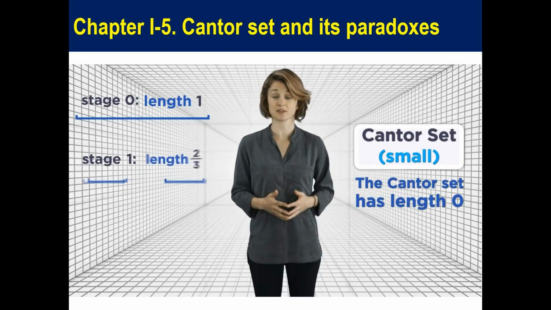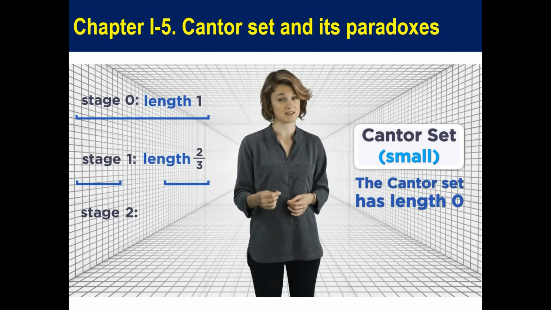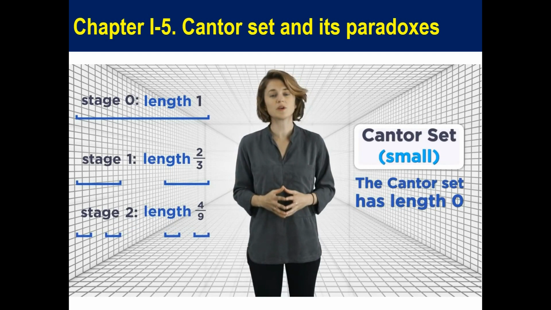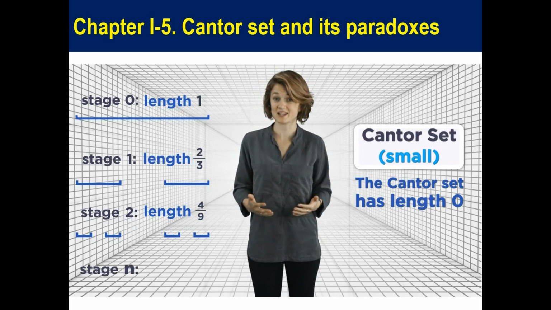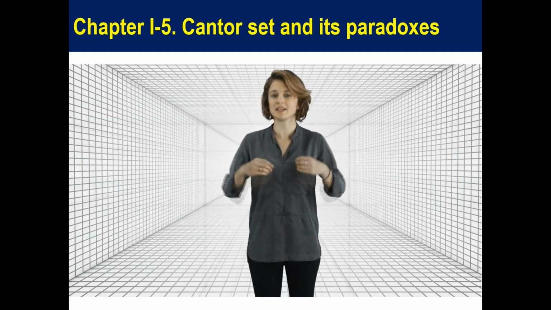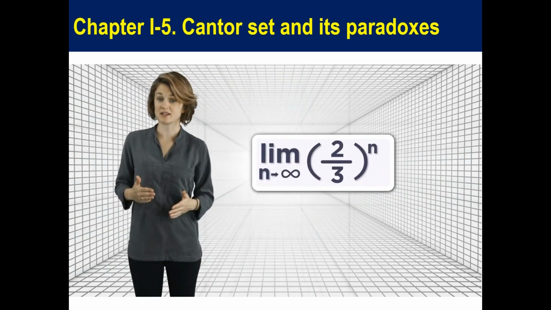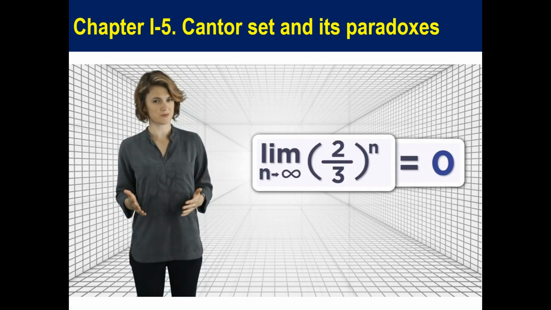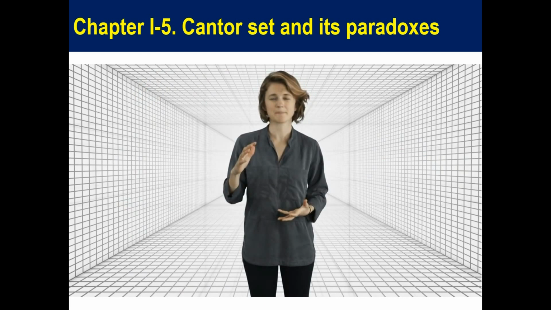At stage 2, the set is 2/3 the length of that set, so it has length 2/3 times 2/3, or 4/9. The set is always 2/3 the length of the previous set. Continuing this, at stage n, the set has length (2/3)^n. The Cantor set is produced after infinitely many stages, so the length of the Cantor set is the limit, as n goes to infinity, of (2/3)^n, which is 0. Basically, the Cantor set is weird. It's uncountably big, but has 0 length.